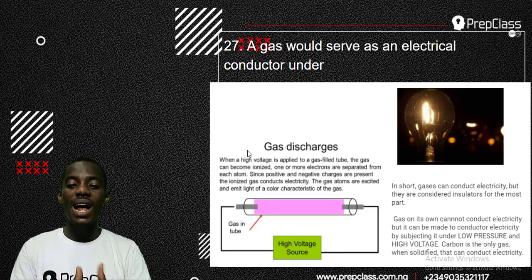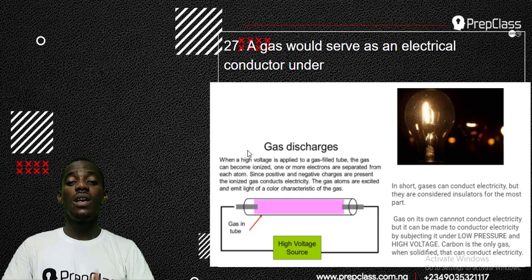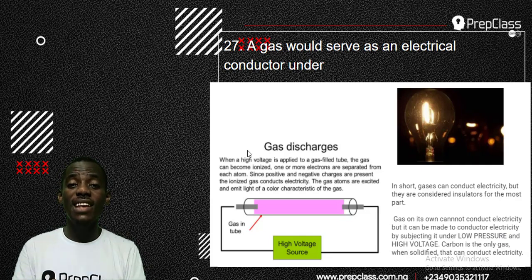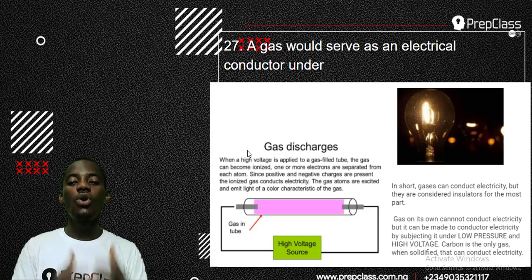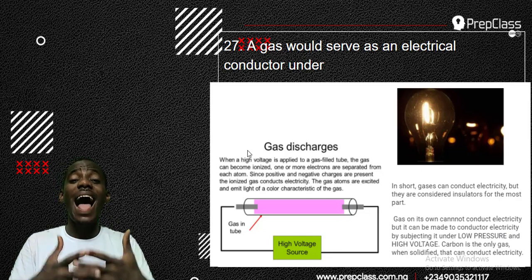Since positive and negative charge are present, the ionized gas conducts electricity. The gas atoms are excited and emit light of a color characteristic of the gas. So if the gas is pink, it will produce pink light. And the reason why we have lights that are white is because the gases within the bulb are white. And the gases also are charged at high voltage.